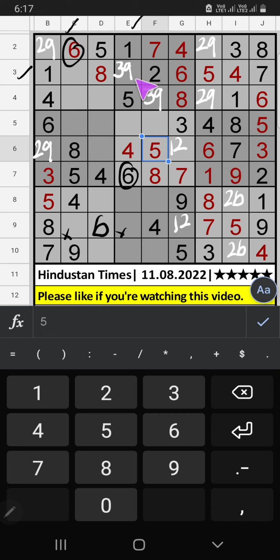Third row, 2 numbers are remaining, 3 and 9. Column C, we already have 9. So 9 can't come in the cell, 9 is confirmed here. Then 3 is here. Second grade, only one number is remaining, 3. 3 is confirmed here.